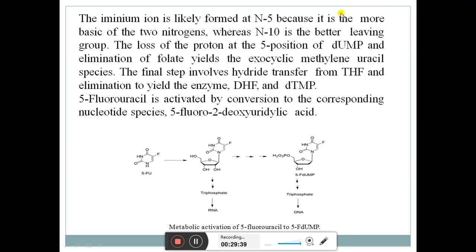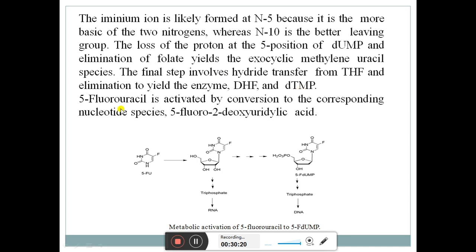So the iminium ion is likely formed at N5 because it is more basic of the two nitrogens, whereas N10 is the better leaving group. The loss of the proton at the fifth position of the deoxyuridine monophosphate, and elimination of the folate yields the exocyclic methylene uracil species. The final step involves hydride transfer from the tetrahydrofolate and elimination to yield the enzyme, dihydrofolate and deoxythymidine monophosphate.